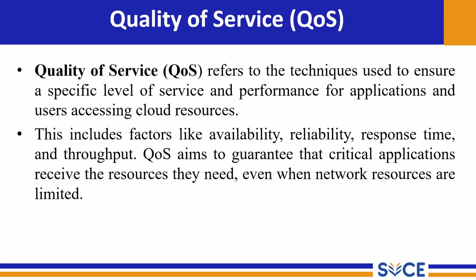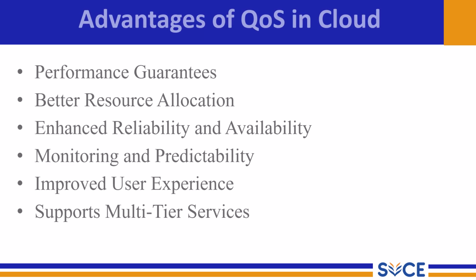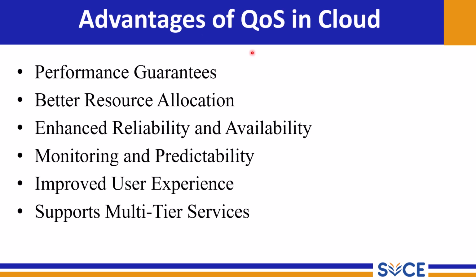service. So next we are going to see, before advantages, I'll just explain what the key aspects of QoS in cloud are. Performance metrics: QoS is assessed by various metrics like latency, jitter, packet loss, and bandwidth availability. And traffic prioritization: QoS mechanisms prioritize network traffic, ensuring that high priority applications receive the necessary bandwidth and resources.